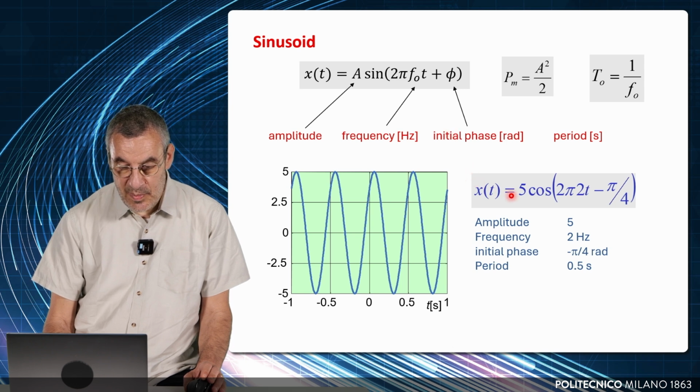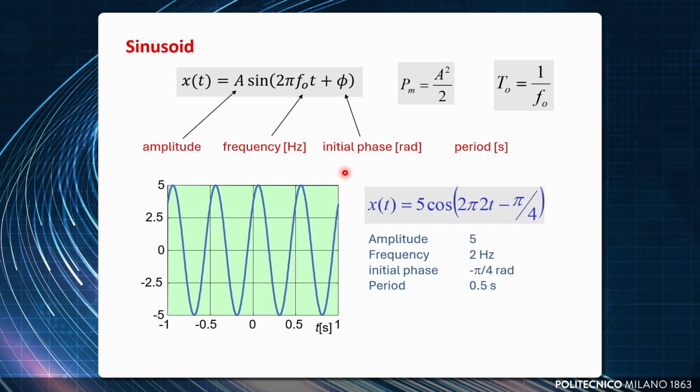You have here one example. So 5 is the amplitude, and in fact the sinusoid is going from -5 to +5. 2 is the frequency, and you have 2 cycles from 0 to 1, and -π/4 is the initial phase, and you can see this happening at time equals 0.